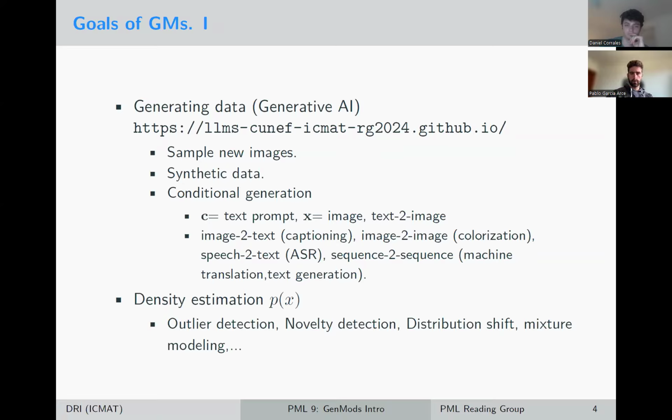In density estimation, you want to evaluate P of X, right? And that's useful in a number of applications. Some of them we already mentioned. For example, when Carlos mentioned distribution shift, density estimation or evaluating the density at various points is a sort of mechanism or tool, or provides the basis of tools for outlier detection, novelty detection. You use it in mixture modeling and so on.